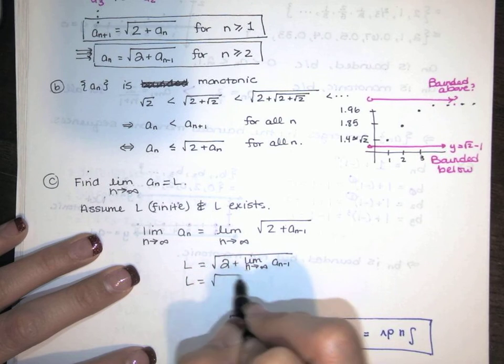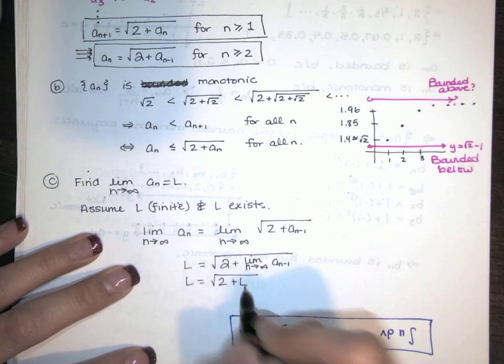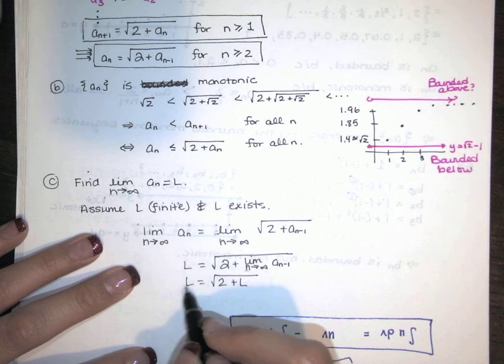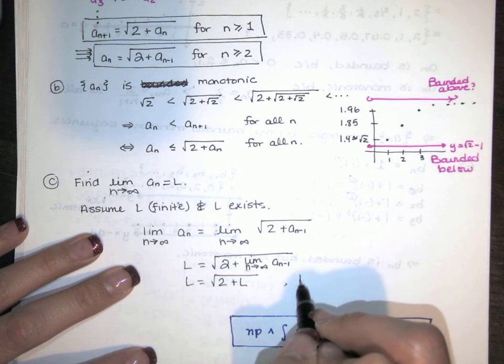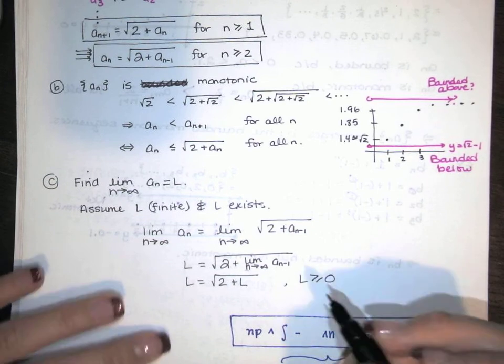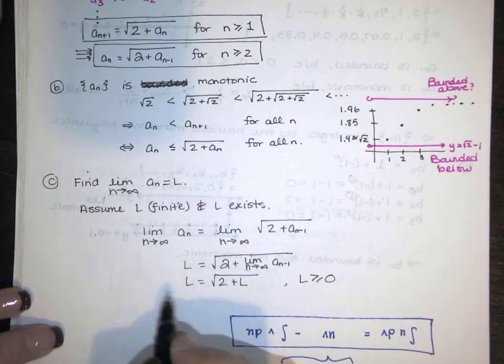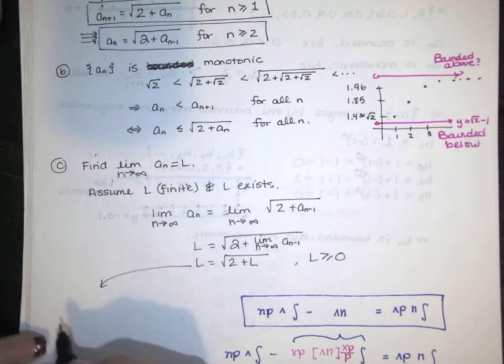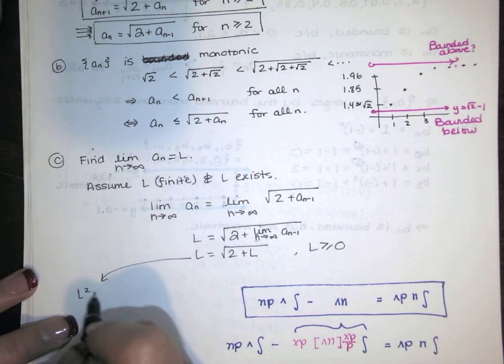So we've got L equals the square root of 2 plus L. And from this equation we see L has to be a positive square root. So L is equal to this positive square root. So L is greater than or equal to 0. Okay, with that in mind, I'm trying to get L by itself, so I'll solve this equation for L by squaring both sides.